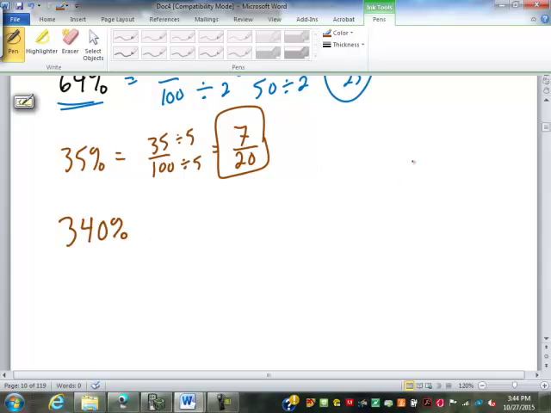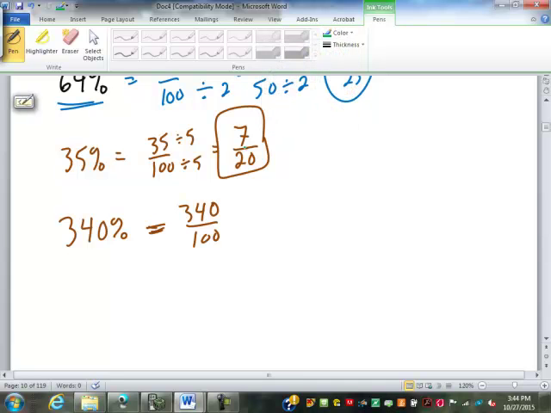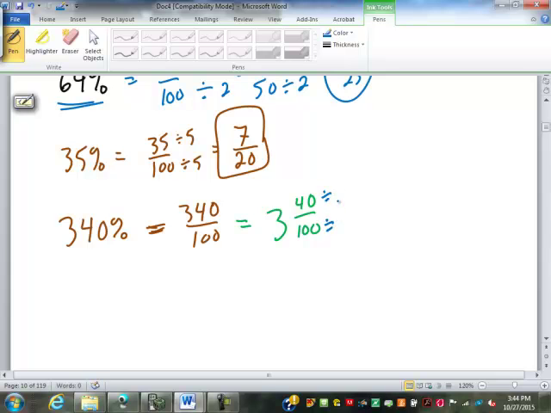How about this? 340%. Oh, it's 340 out of 100. Now we notice there's a couple of things we can do there. First is, it's an improper fraction. 340 is bigger than 100. So I would probably do that first. How many times can I take 100 out of 340? 3 times, and how much would be left over? 40 100ths. Now, of course, I can reduce that fraction by 20. Yep. If I divide both by 20, it gives me 2/5. All done? I've got to remember the 3. Very good. 3 and 2/5.